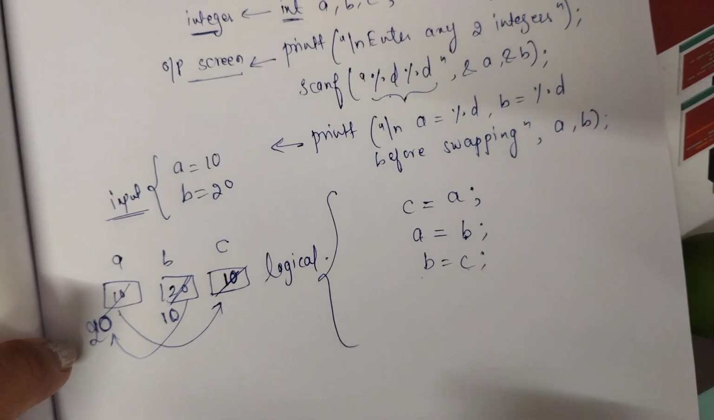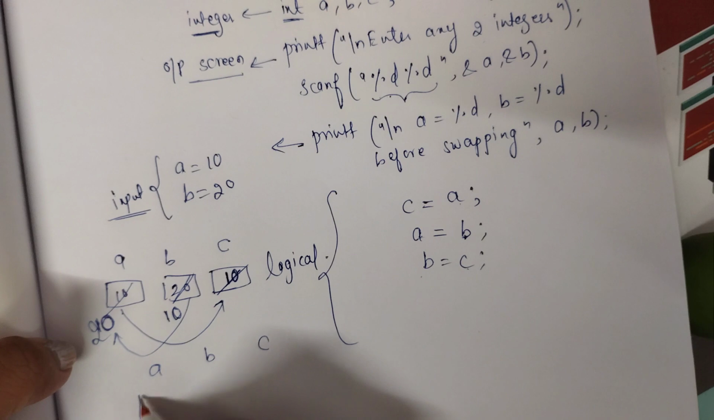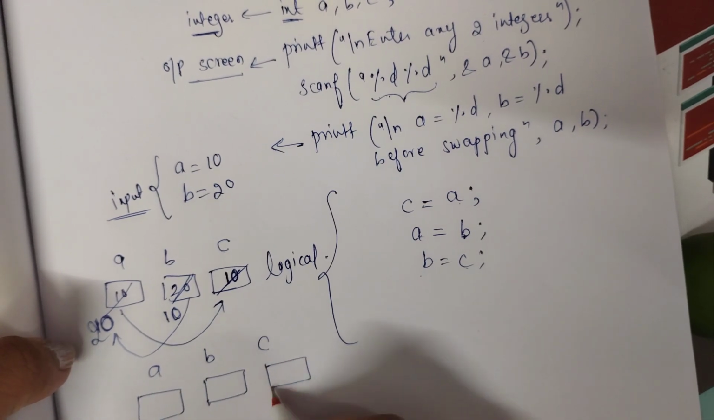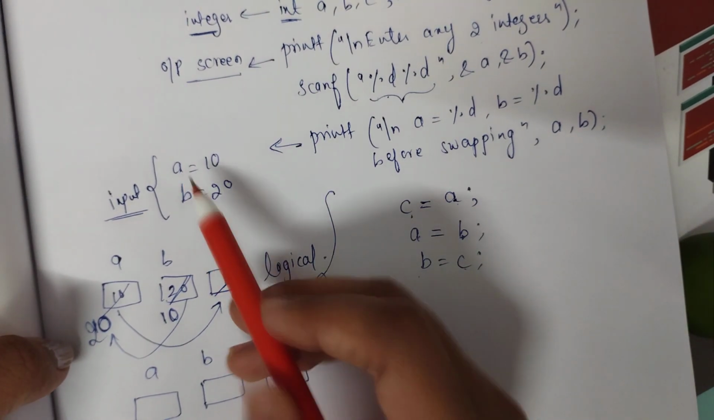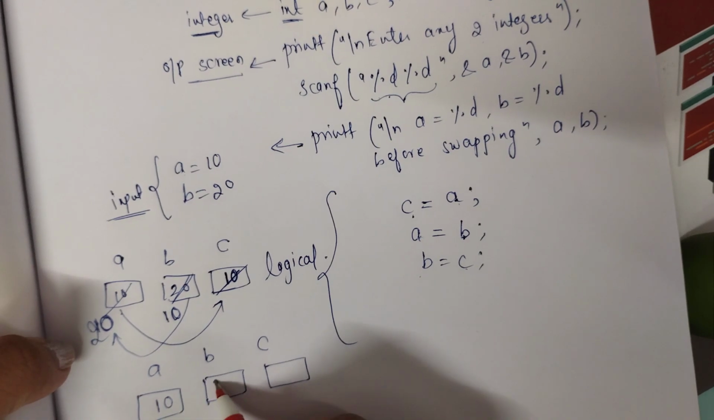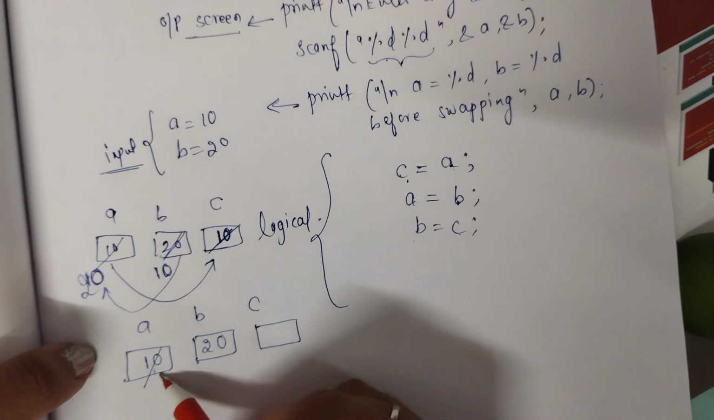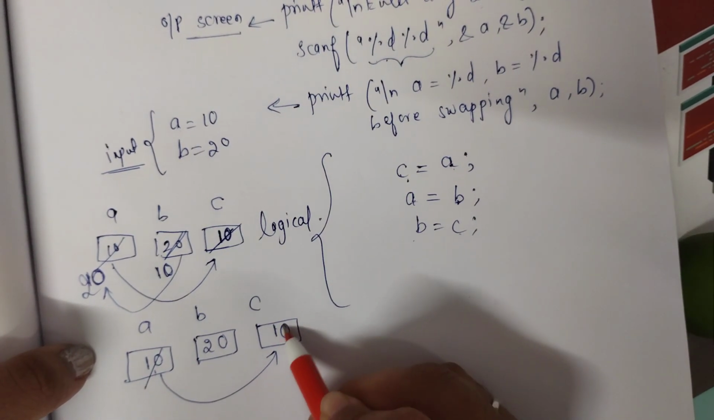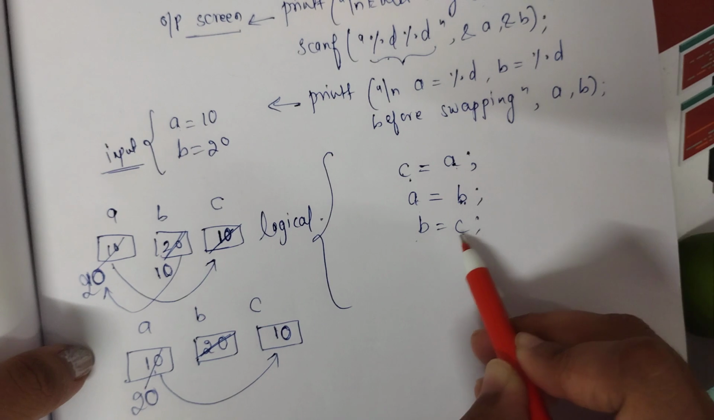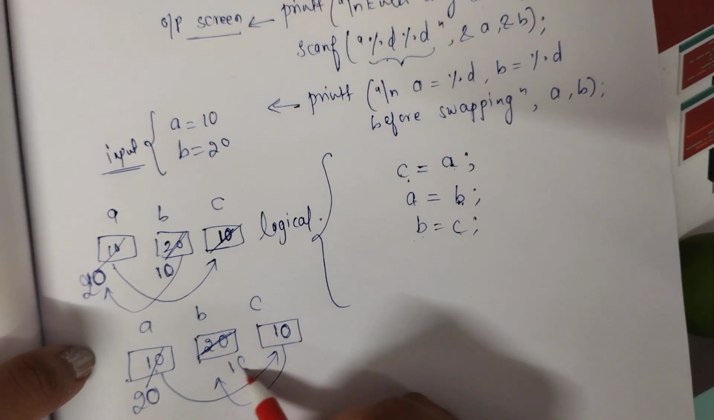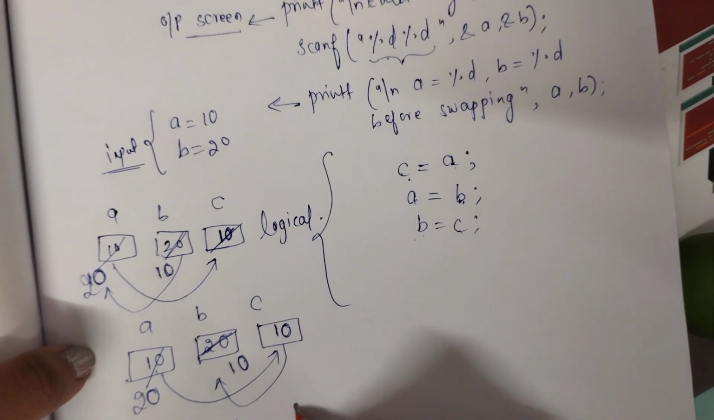I'll be explaining once again. First of all, we have A, B, C. We are assigning the A value to C. What is the A value? 10. I'll write A as 10, and C has no value. So we assign the A value to C, cutting it here. Then we assign the B value to A, so here we keep 20, and we assign C to B. As you can see, A will become 20, B will become 10 and C has nothing in it.